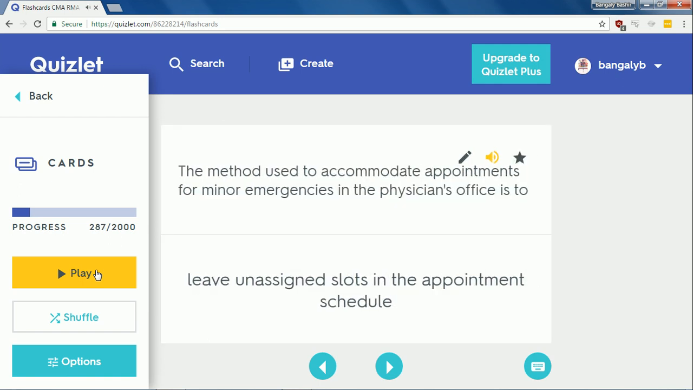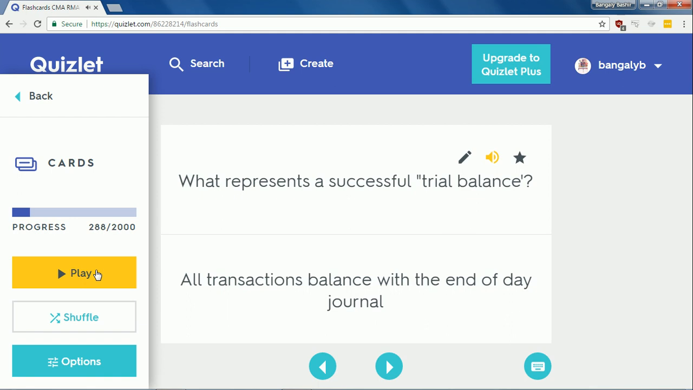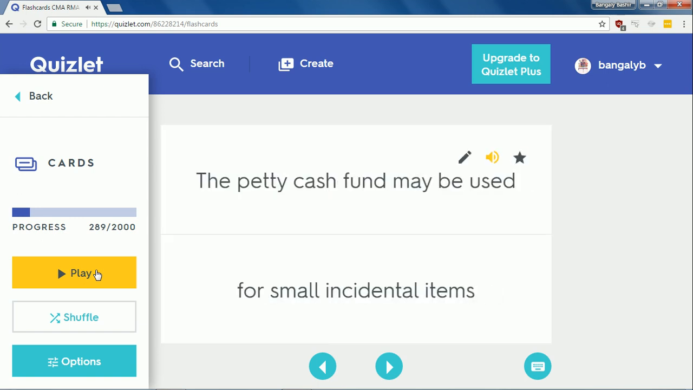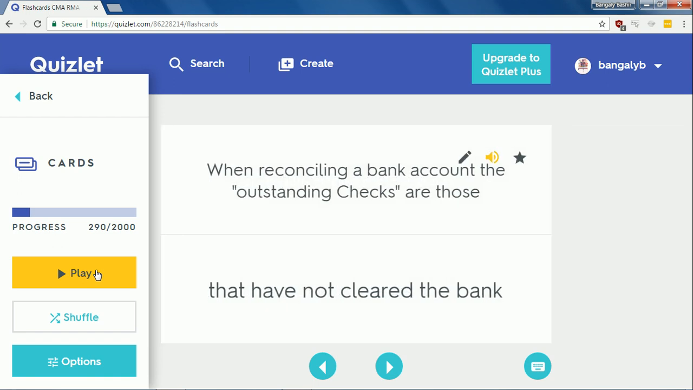The method used to accommodate appointments for minor emergencies in the physician's office is to leave unassigned slots in the appointment schedule. What represents a successful trial balance? All transactions balance with the end of day journal. The petty cash fund may be used for small incidental items. When reconciling a bank account, the outstanding checks are those that have not cleared the bank.